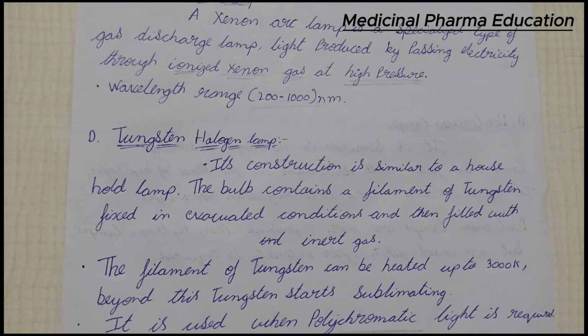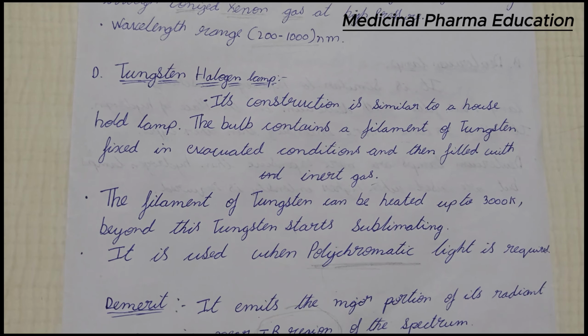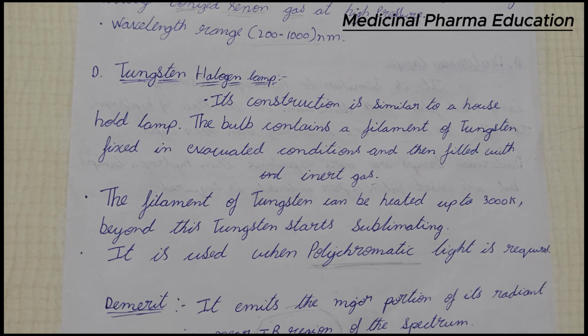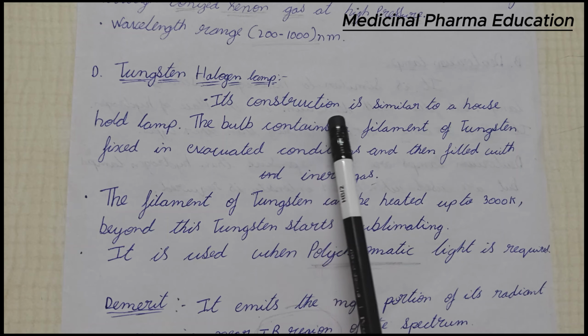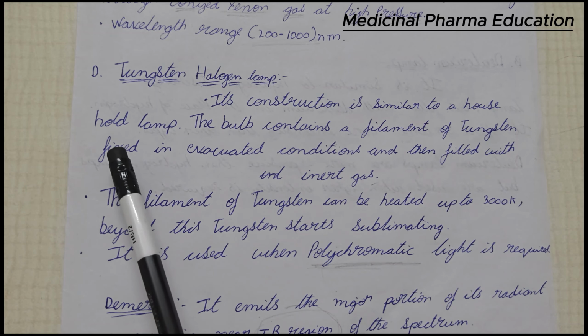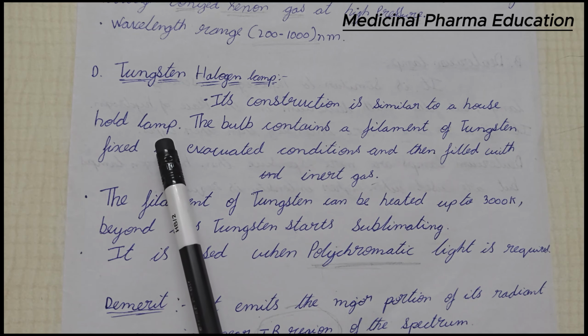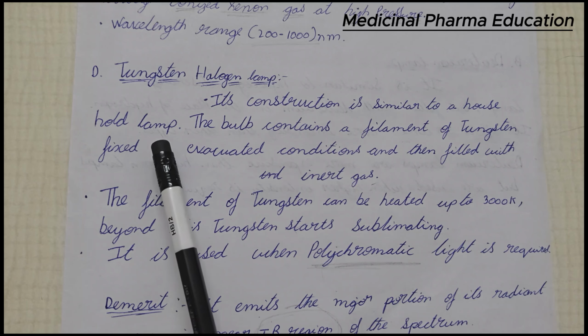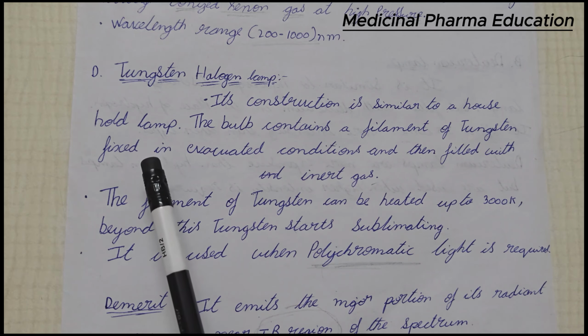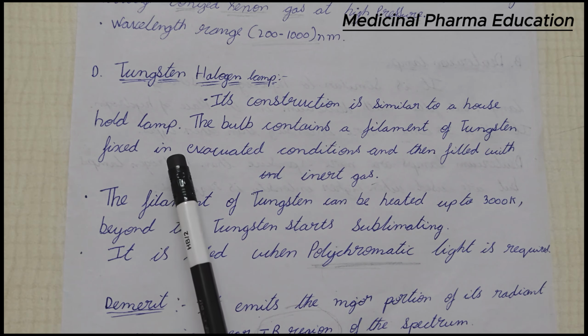Next, the tungsten lamp. This is the old type of radiation source, but it is very important, as it is used in IR instrumentation. Its construction is similar to the household lamp. You already know tungsten lamps were being used in the late 90s and 20s. Now we are not using them, we have replaced them with LED lights.